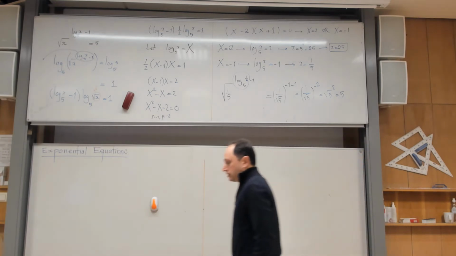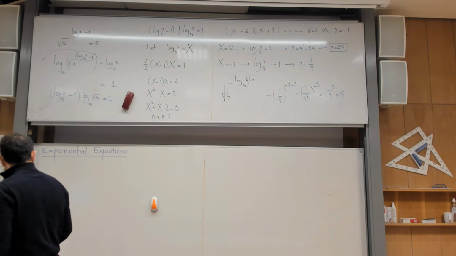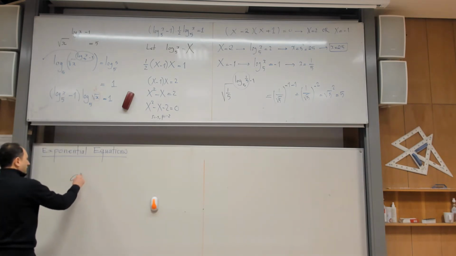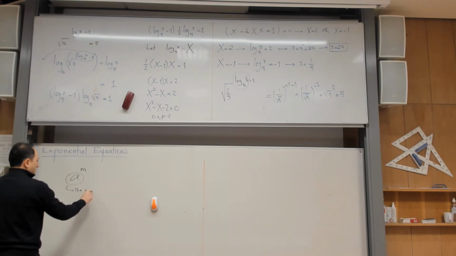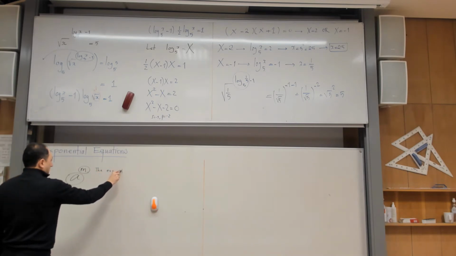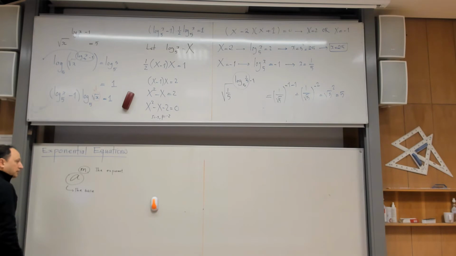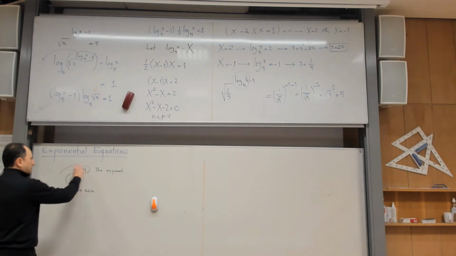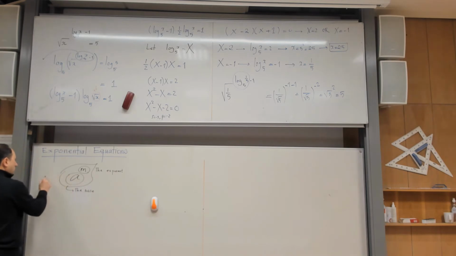So let me just tell you, you might not appreciate this. If you write a to the power m, this number sitting here is called the base. This number there is called the exponent. And sometimes I also use it wrong. But this is the exponent, this is the base, and the total expression is called a power.